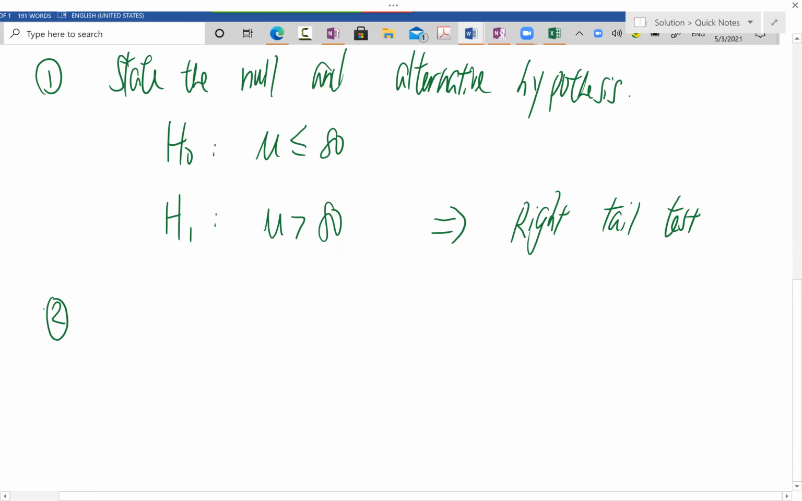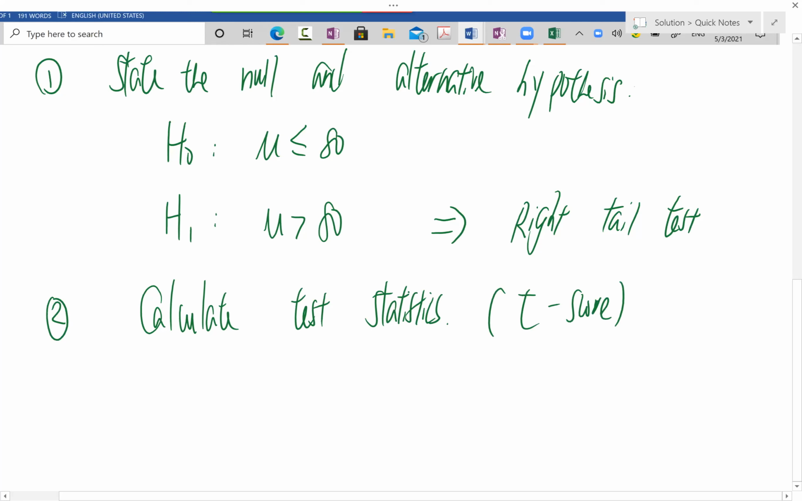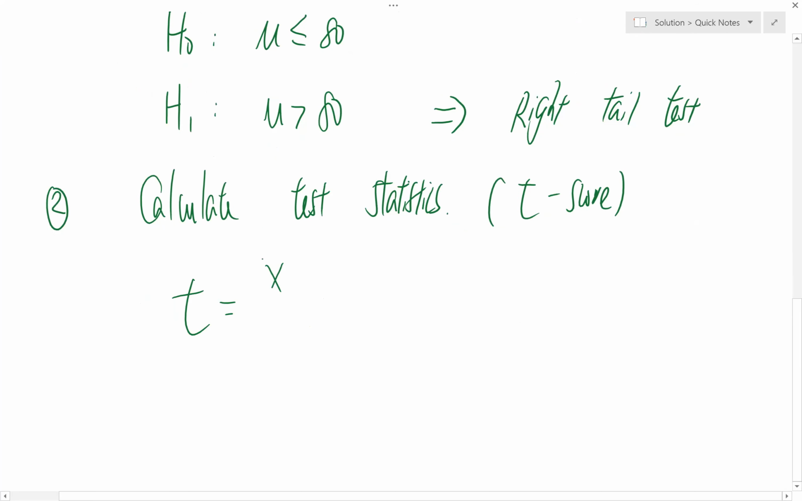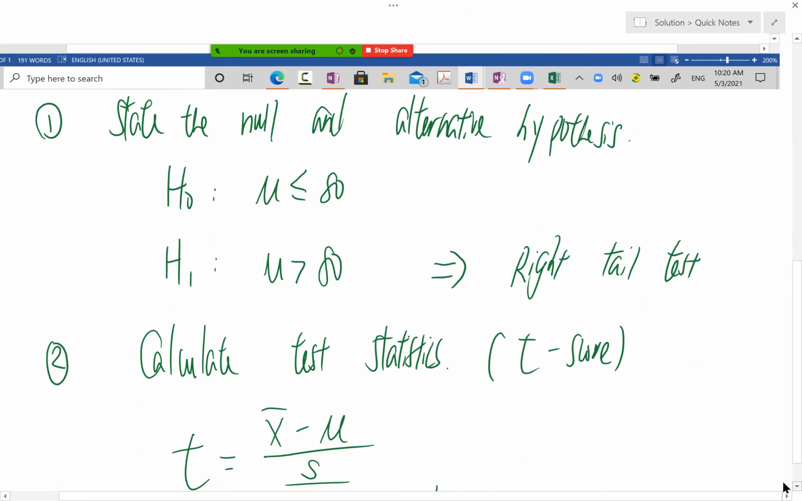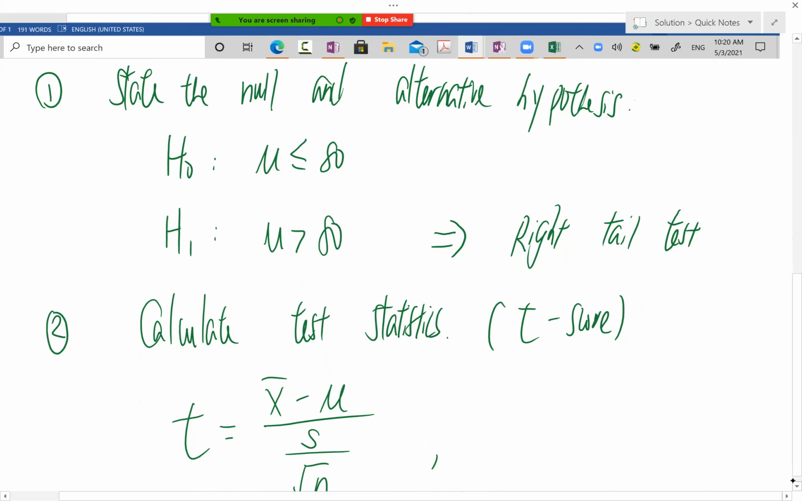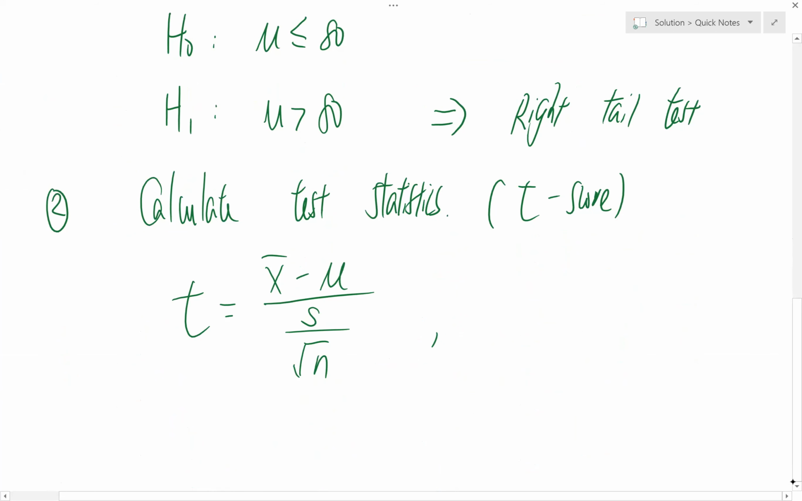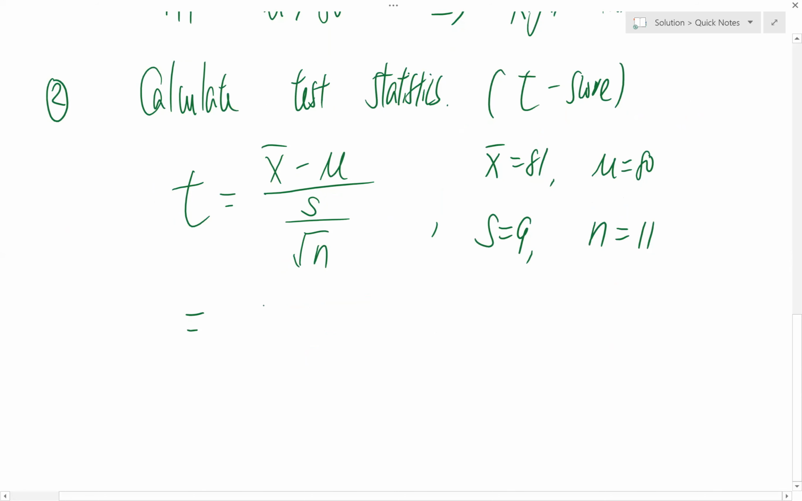Now step 2. Let's calculate the test statistic, the t-score. So the t value equals the sample mean minus the population mean mu, over the sample standard deviation over the square root of the sample size. The sample mean is 81, given in the question. The sample standard deviation is also given. For the population mean, we're using 80, mu equals 80. And that's why the null hypothesis always has an equal sign, so we know which value to use. Sample mean 81, population mean 80, the cutoff score. Sample standard deviation 9, sample size 11. So 81 minus 80 over 9 over the square root of 11.